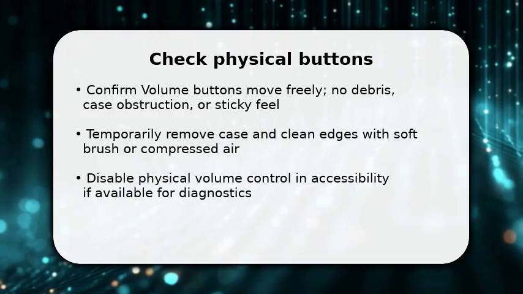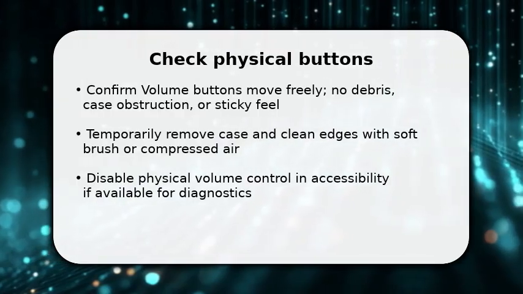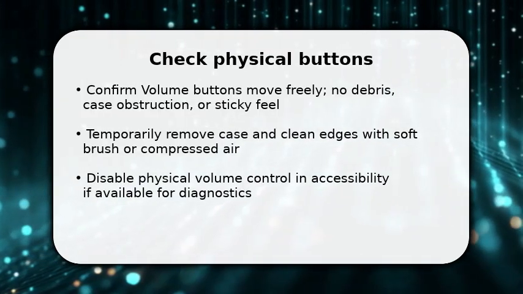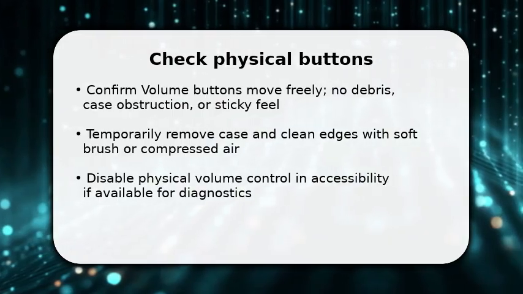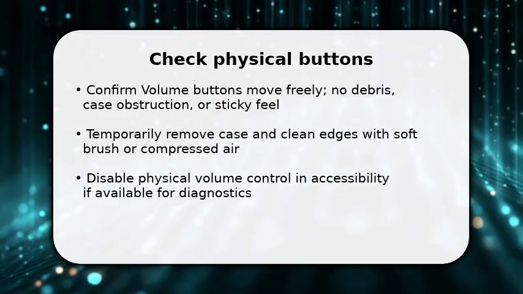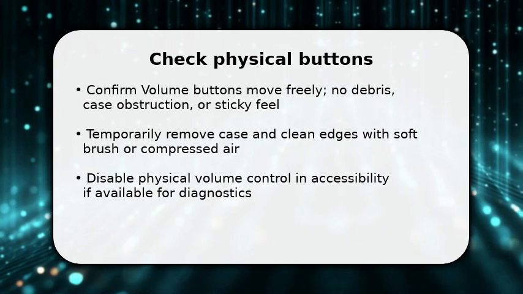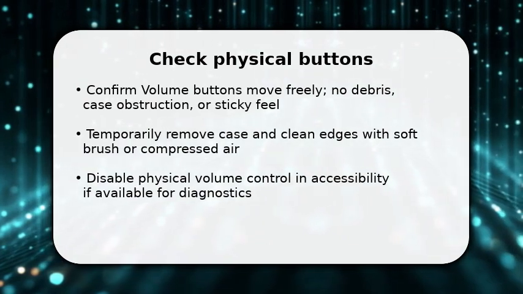If your phone offers an accessibility toggle to lock physical volume, enable it now to determine whether buttons or software are causing changes. This step separates mechanical faults from system behavior, so you can choose the correct repair path.